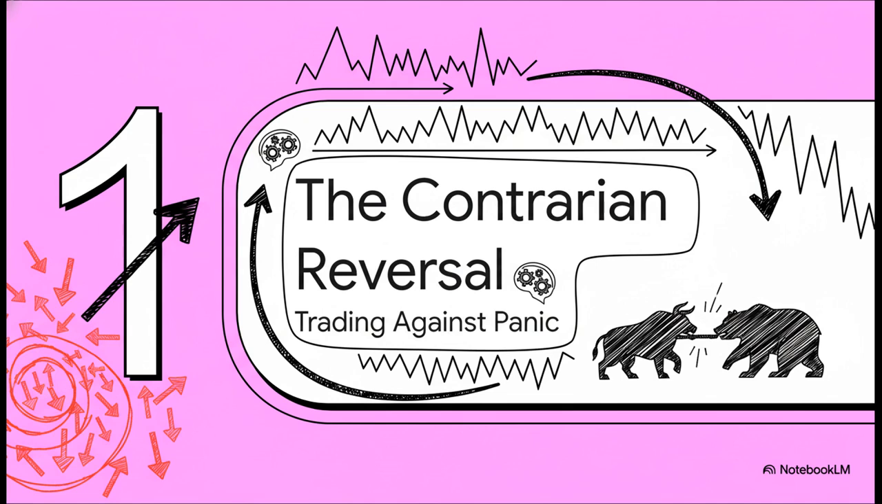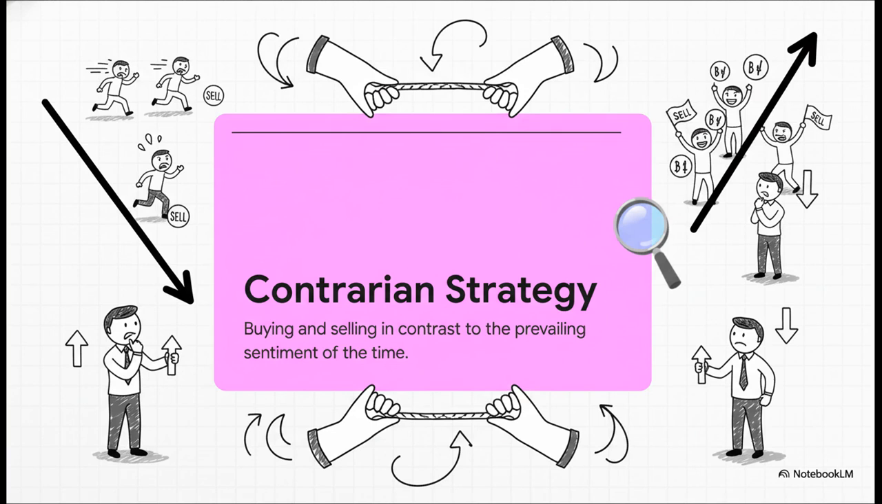And at its core, this whole thing is about trading against the herd, going against that prevailing panic you see in the market. So what does that actually mean? Well, a contrarian strategy is pretty straightforward. When everyone else is freaking out and selling, you're looking for a reason to buy. And when everyone's getting greedy and buying up everything in sight, you're looking for a reason to sell. You're basically deciding to swim against the market's emotional current.